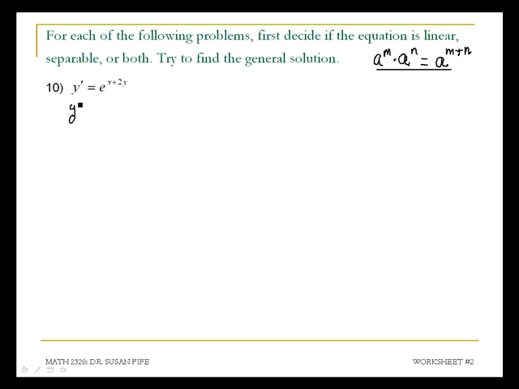So I have my derivative equal to e to the x times e to the 2y. So notice I have my derivative equal to a function of x times a function of y. This one is separable.